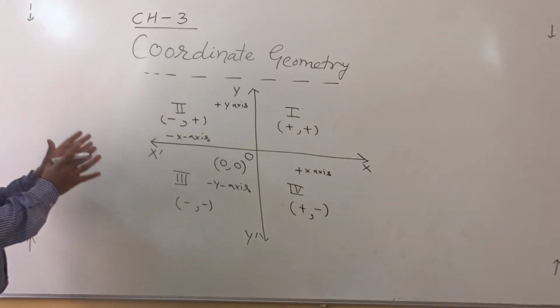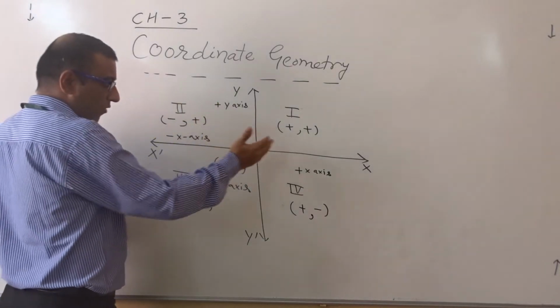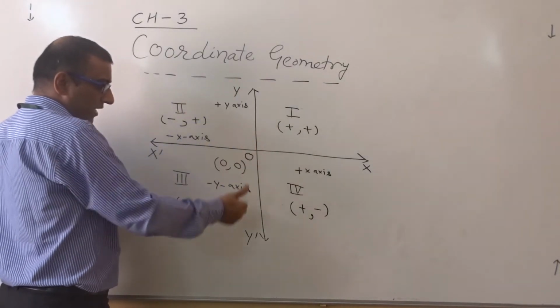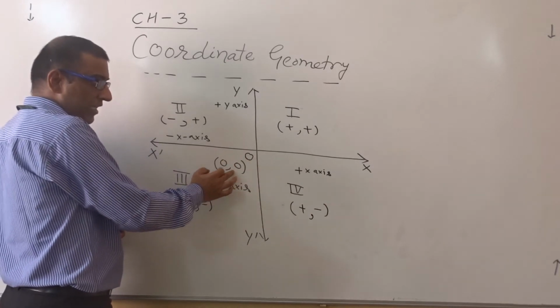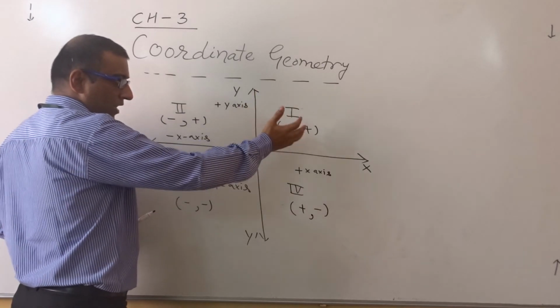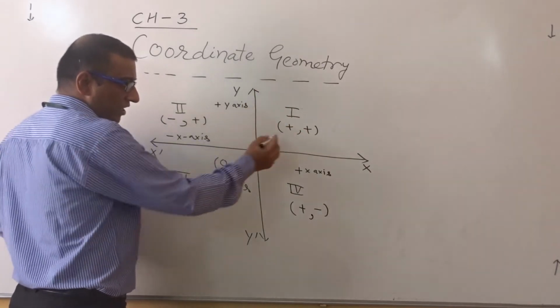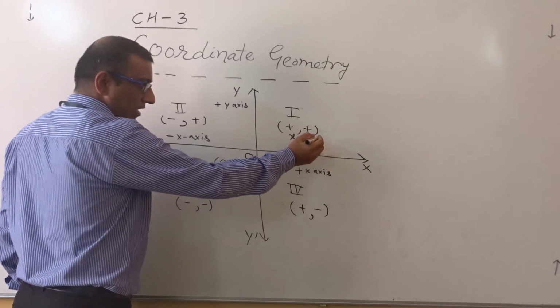So this is the concept of a Cartesian plane where two lines X'OX and Y'OY are intersecting each other at O. O is the origin point. In the first quadrant, all the values are positive. The value of x and y, the first value, this plus symbol is related with x, and the second value is related with y.